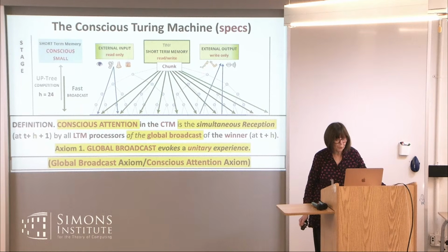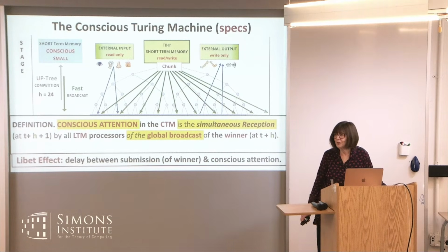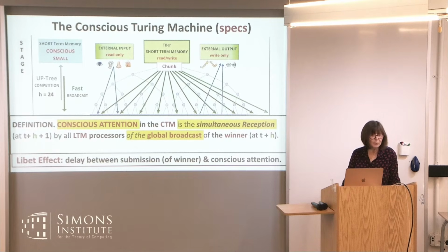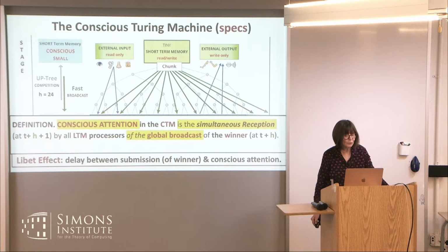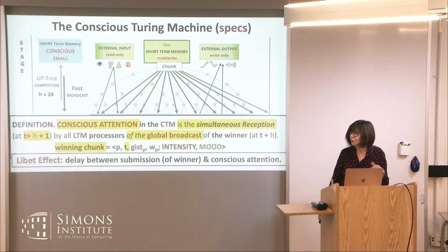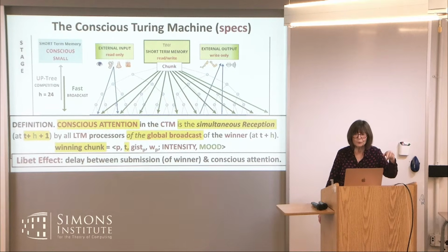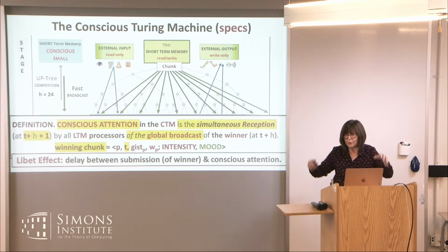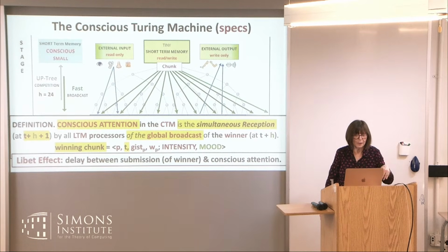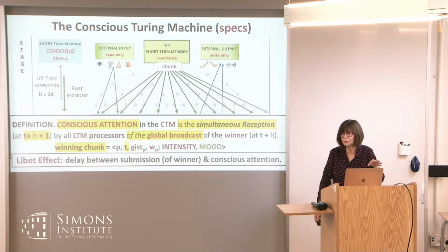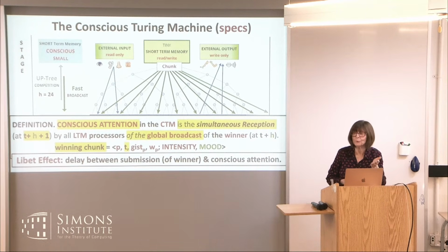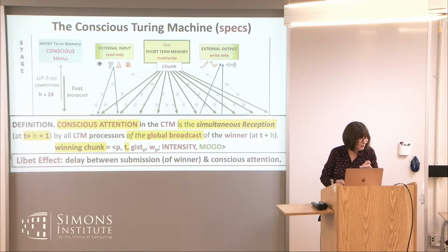And we call this the global broadcast axiom, or you could call it the conscious attention axiom. You can see even here that there's something like what's called the Libet effect, because the winning chunk was put in at time t. It took h steps. In this case, if there's 2 to the 24, a binary tree going up, the height is 24. So t plus 24 plus 1 ticks: the winning chunk was put in 24 plus 1 ticks before the CTM paid conscious attention to it.